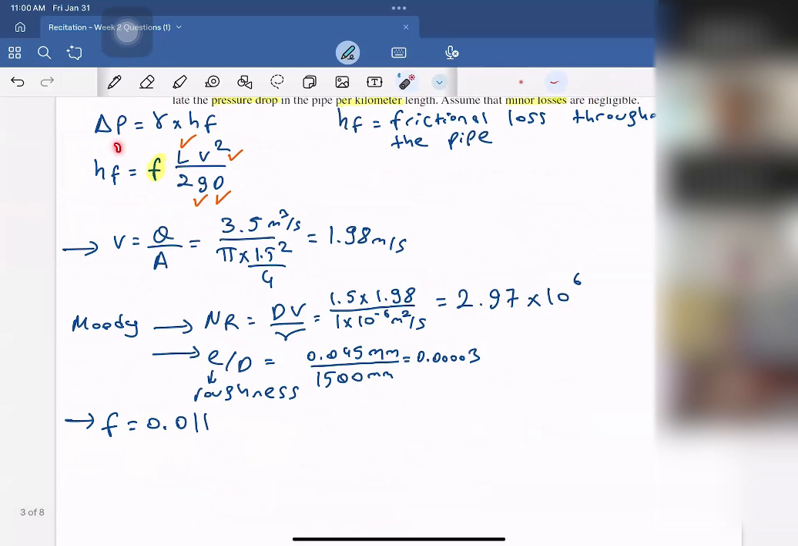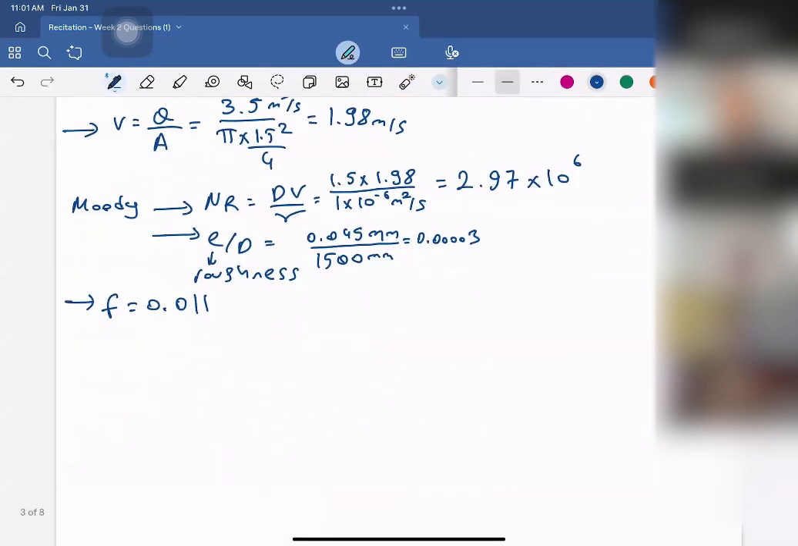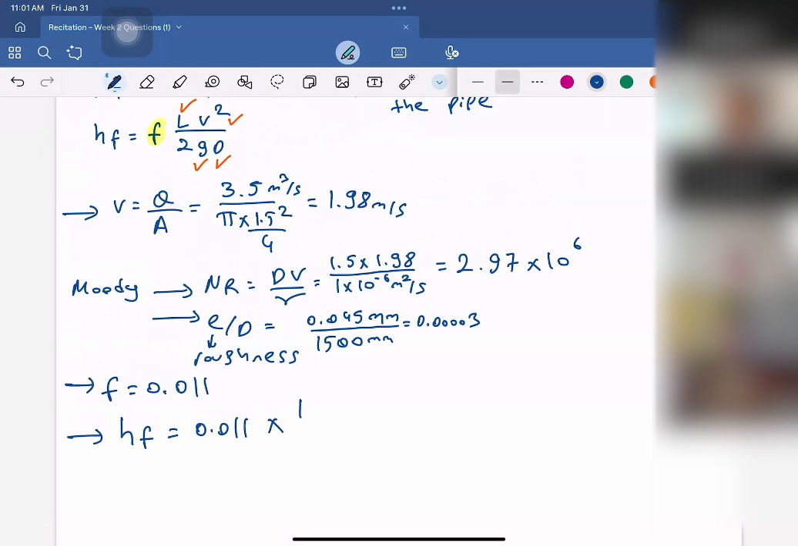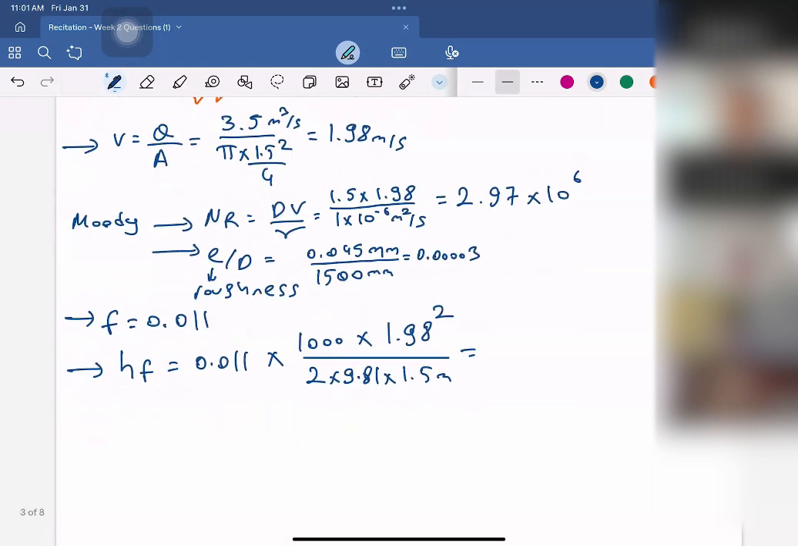And now if we check the head loss equation, we found everything we need. The head loss will be 0.011 times the length, which was 1 kilometer, which is 1,000 meters. We found the velocity, and the diameter is 1.5 meters. Here we can get head loss as 1.47 meters.